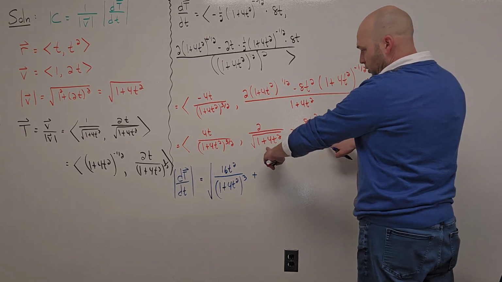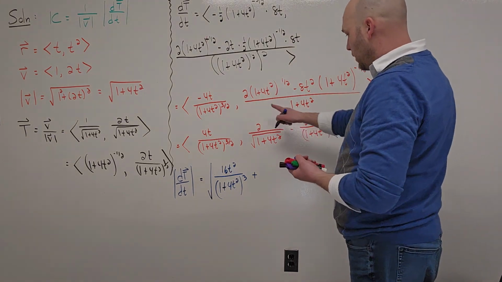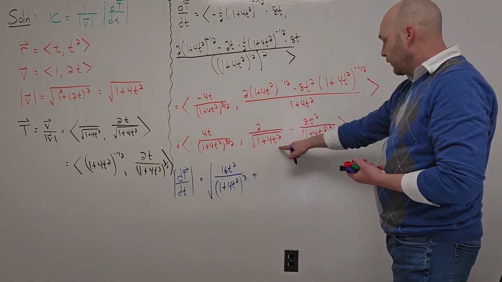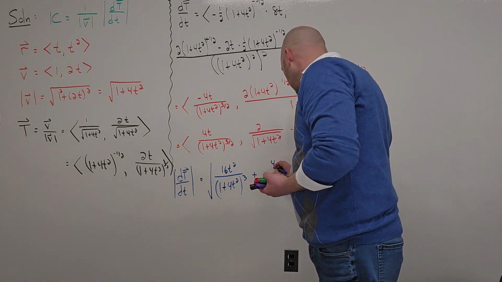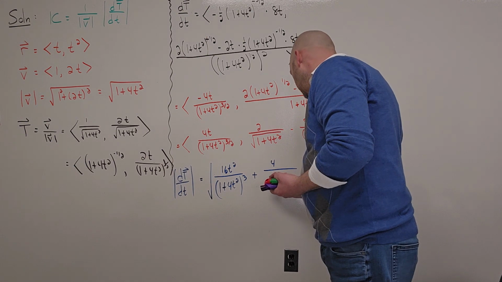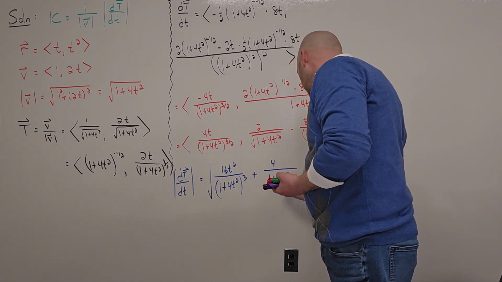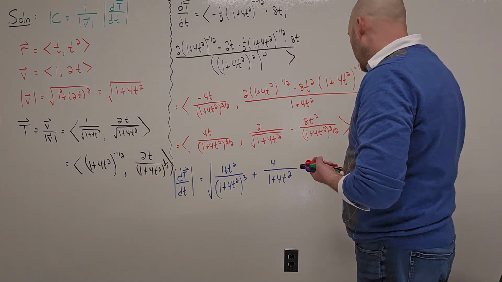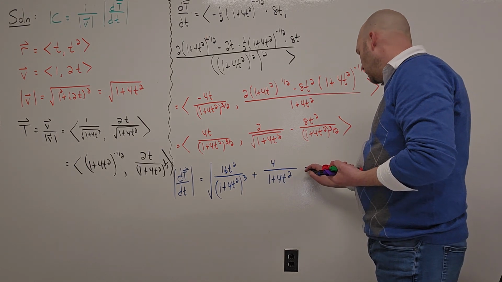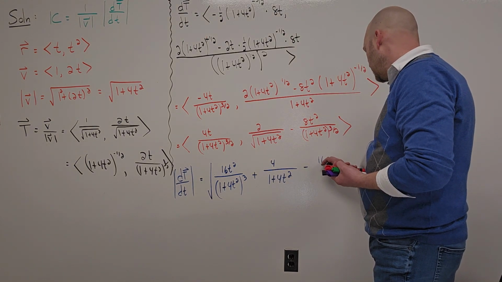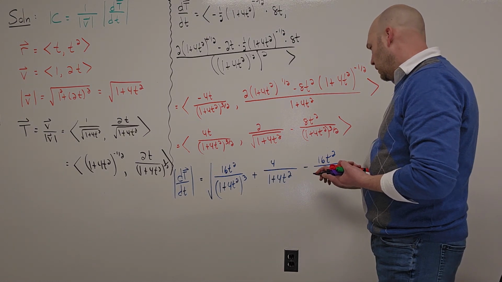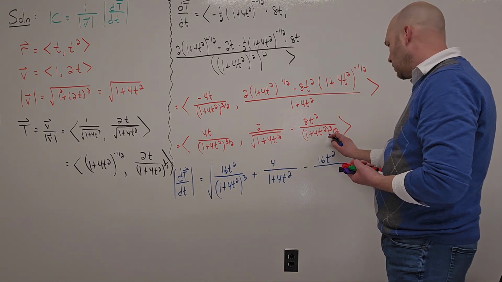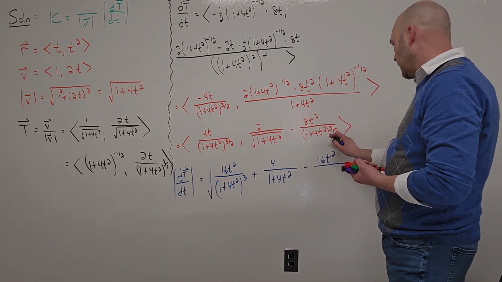Plus, now I'm going to square this. So I'd have to remember to FOIL that. So this is 4 over 1 plus 4t squared. And then the two middle terms would be minus 16t squared over, so it'd be this term times this term. Bases are the same, so you would add the exponents.